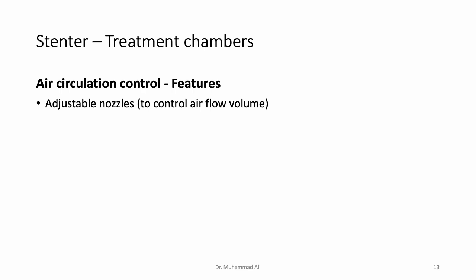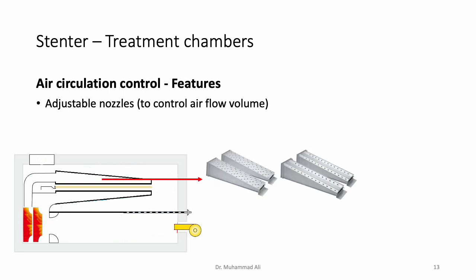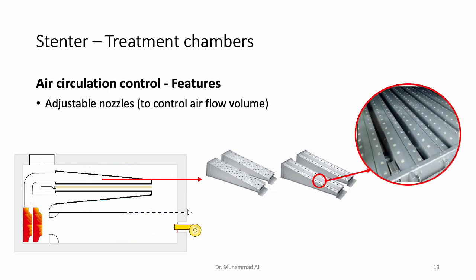The second feature, which is provided to control the airflow rate or airflow volume, if you like, is that we have adjustable nozzles in these tapered ducts. So once again, let's have a look at what we are talking about exactly. These are the tapered ducts, and they look something like this. These tapered ducts have these nozzles or openings in them, and these openings are adjustable. We are talking about these nozzles here.